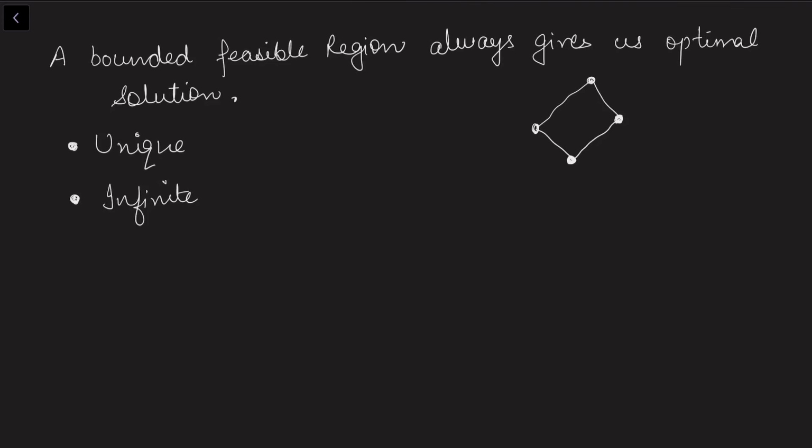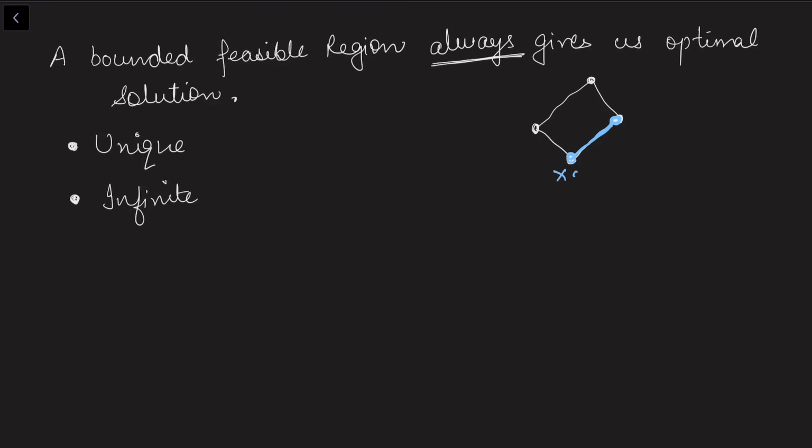So we can say that a bounded feasible region always gives us the optimal solution. Either it may be unique or infinite. Unique when there is only one corner point that is giving us the best value for the LPP, whether it is minimization or maximization. Infinite if there are two corner points which give me the best solution. In that case, we can take the line joining them.